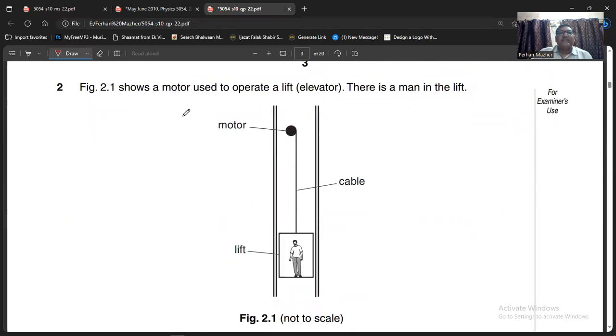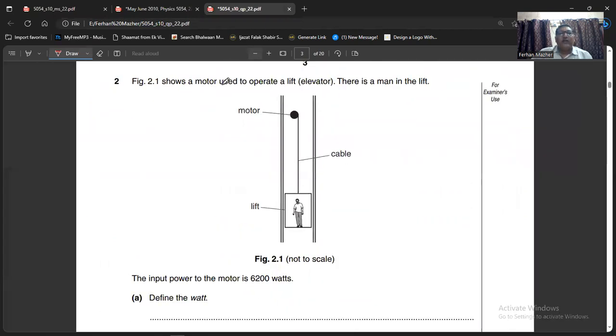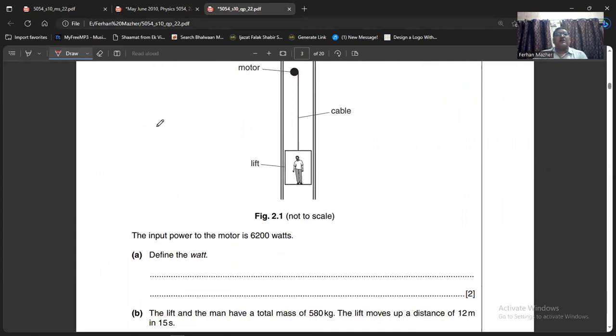I hope you understand. Okay, so here we go. Question number 2, figure 2.1 shows a motor used to operate a lift, which we call an elevator. There is a man in the lift. The input power to the motor is 6,200 watts. Define the watt.